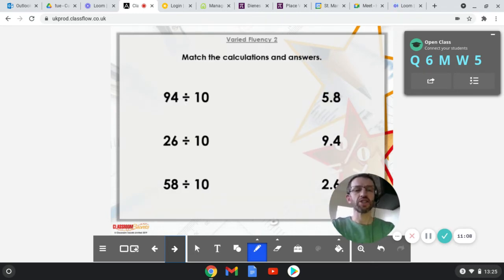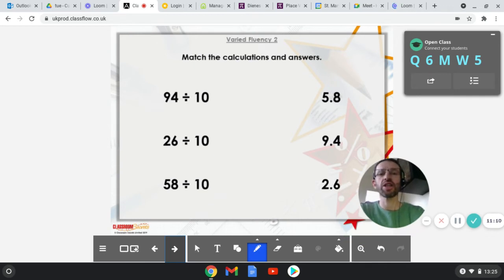Here is another matching task. You have to match the calculations and answers. So we're talking about dividing by 10 again. Everything will be getting smaller. Remember, division is about sharing. If you're sharing something out, it's going to be a smaller number. We've got 9.4 divided by 10, 26 divided by 10, and 58 divided by 10. Can you see how it works?